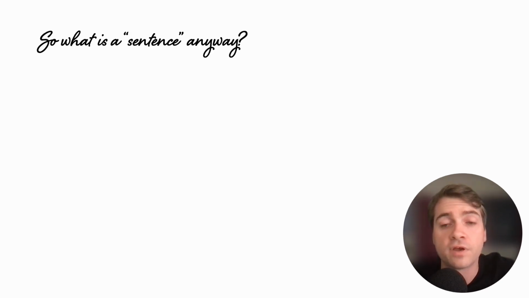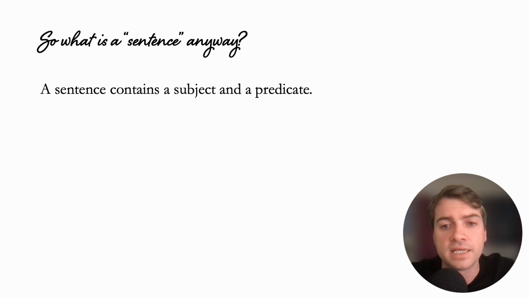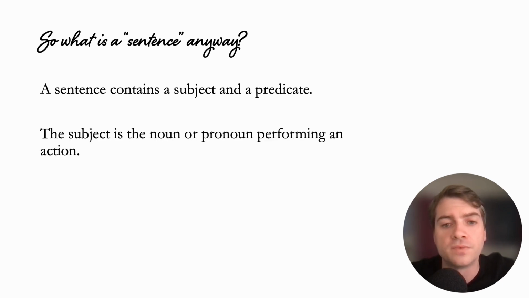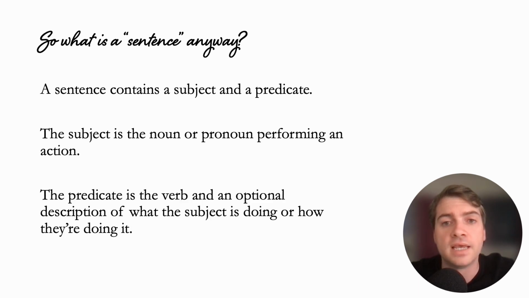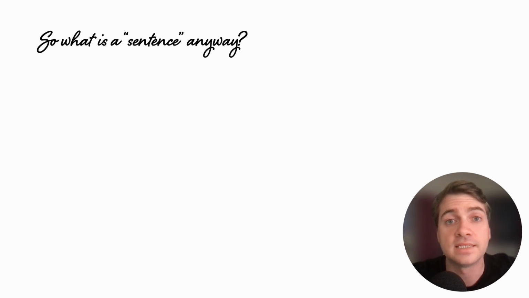All right, so now that we've covered objects and complements and we're starting to understand the structure of sentences, what is a sentence anyway? A sentence contains a subject, which we've already covered, and the predicate, okay? So the subject is the noun or the pronoun that is performing the action, and the predicate is the verb and an optional description of what the subject is doing or how they are doing it. So basically, you can think of it as the subject, and then the predicate is just the rest of the sentence.